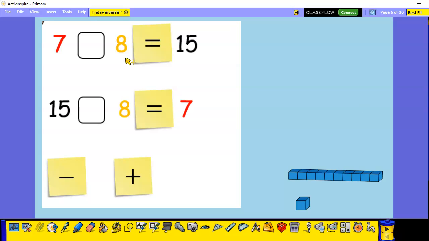So let's have a think about that. In an addition, is the whole, the largest number, at the beginning, or is it the answer? And in a subtraction, is the whole the largest number at the beginning, or is it the answer? Pause the video and have a think, work it out, and then we'll check our answer.